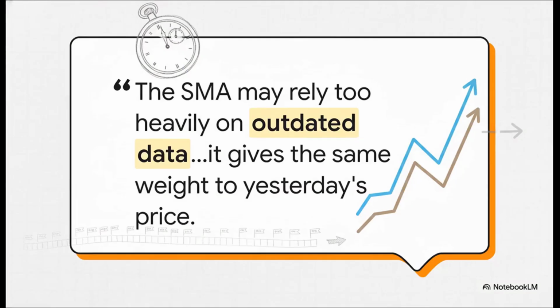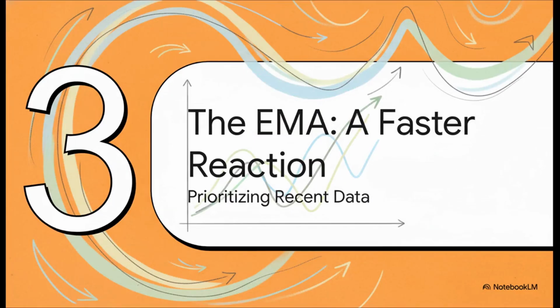That one number becomes our first point on that smooth line we're trying to draw. But, and this is a big but, here's the catch. Remember how it treats all data the same? Well, that's also its biggest weakness. The price from 20 days ago has just as much influence as the price from yesterday. And as this quote gets at, that means the SMA can be kind of slow. It relies on old data, which means it can lag a lot. And that lag is precisely why we need another tool.